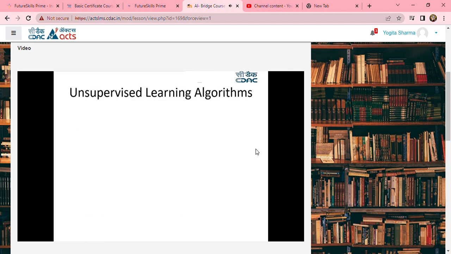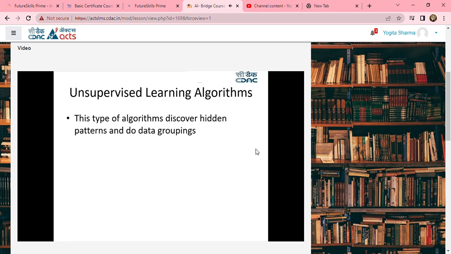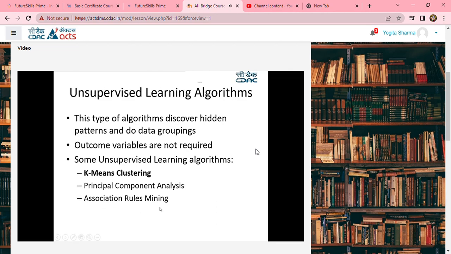Next type is unsupervised learning algorithms. This type of algorithm discovers hidden patterns or does data grouping, and these algorithms don't have any outcome variable. Well, clustering algorithms, dimensionality reduction algorithms like principal component analysis, association rules mining, etc. can be the examples of unsupervised learning algorithms. Among them, in our syllabus, we are going to see the k-means clustering algorithm.